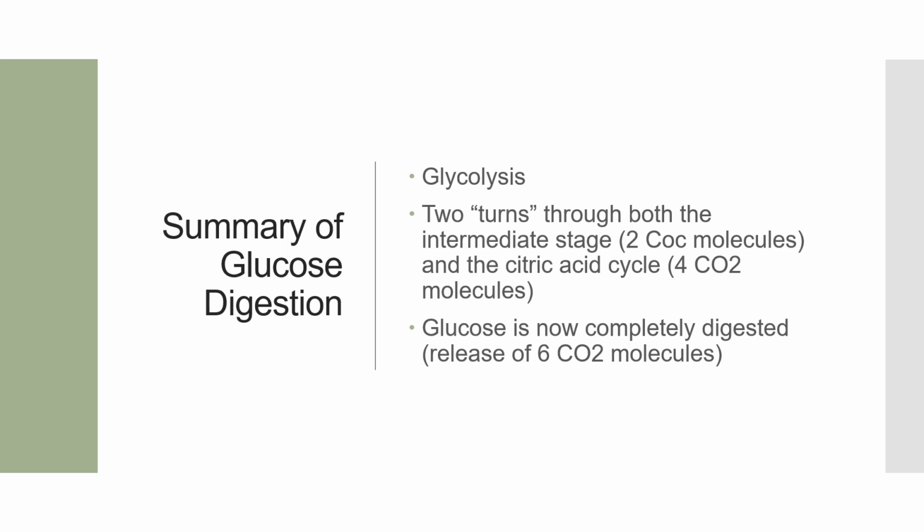So in summary, glucose digestion involves glycolysis, which breaks down glucose into pyruvate, followed by the citric acid cycle, which further breaks down pyruvate to generate ATP and electron carriers. These carriers fuel the electron transport chain to produce a large amount of ATP.